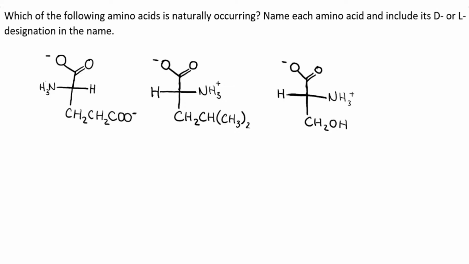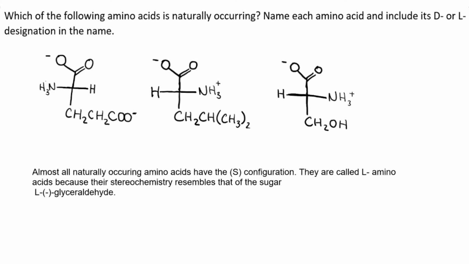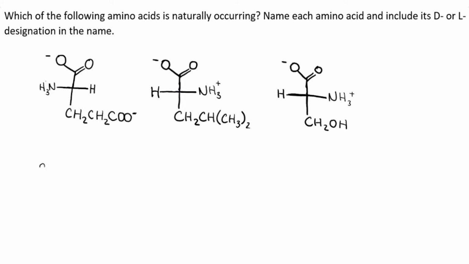For the first part of this question, we need to remember that all naturally occurring amino acids are going to be in their S configuration. Okay, and this is not asking for S, so knowing that doesn't really help us. But if we remember, S configuration is equal to L configuration, and then we have our D configuration, which is equal to the R configuration. Knowing that, we are looking for an L amino acid.